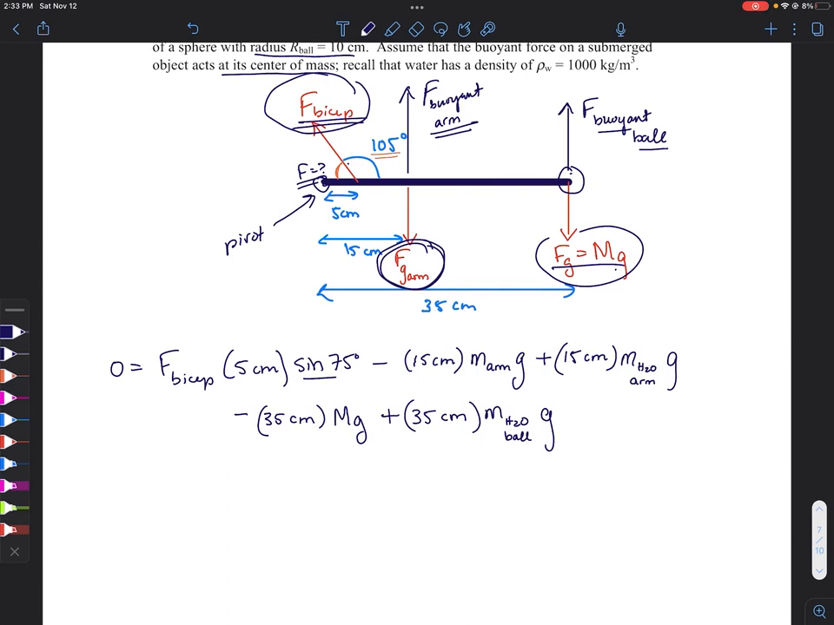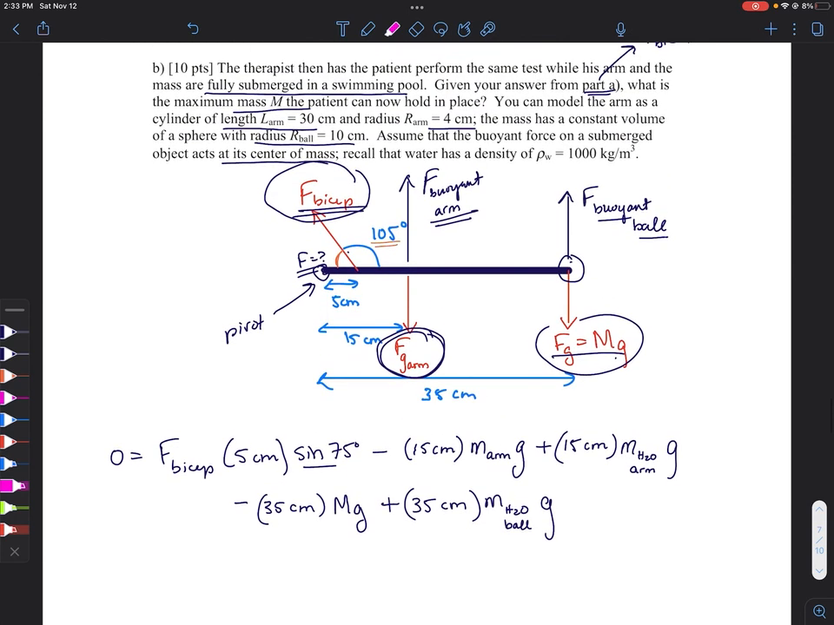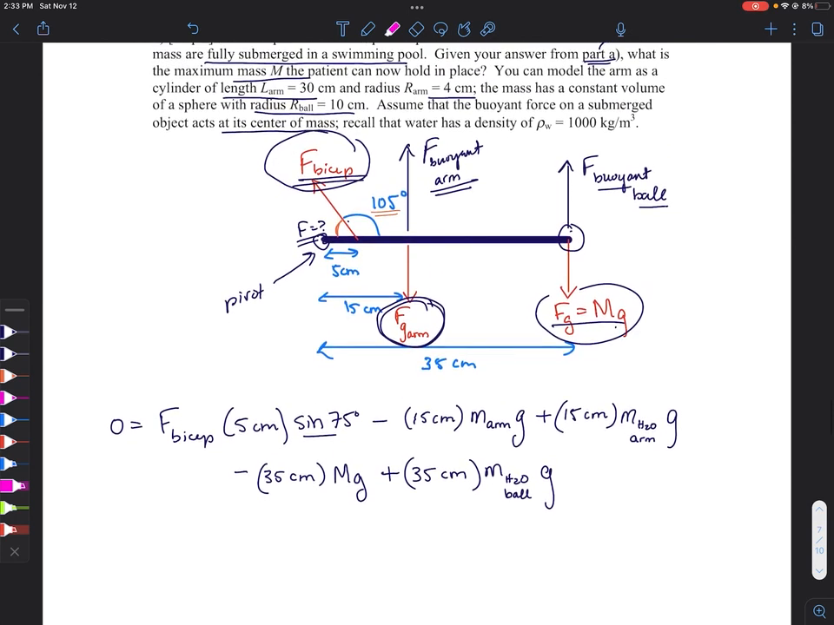Okay, so now we have to do a mess of algebra. So what are we looking for? We're looking for what's the maximum mass m the patient can now hold in place. So we're looking for this m. And we have to figure out a few things. So we know the mass, we know the bicep force, we know the arm mass. What's the mass of the water displaced by the arm? That's going to be equal to the volume of the arm times the density of water.